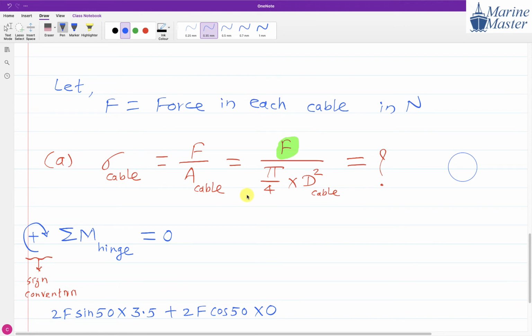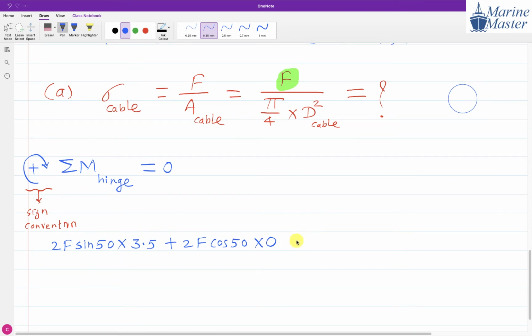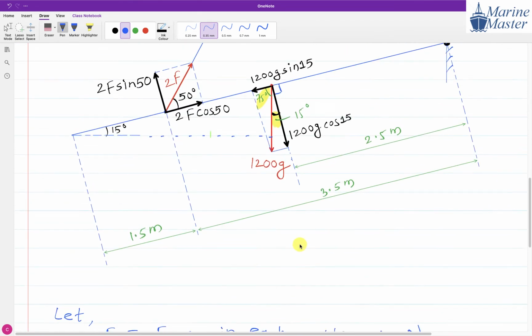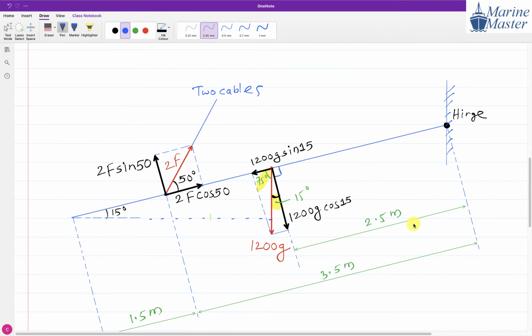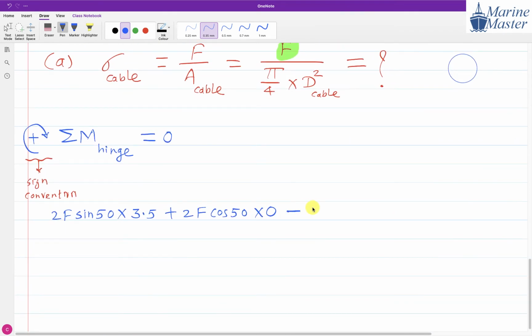Moment is how much? 1200g cos 15. Clockwise or anti-clockwise? Anti-clockwise, not clockwise. So the moment is 1200g cos 15, and the perpendicular distance is 2.5. So why are we taking minus? Because it is anti-clockwise. And the perpendicular distance is 2.5.